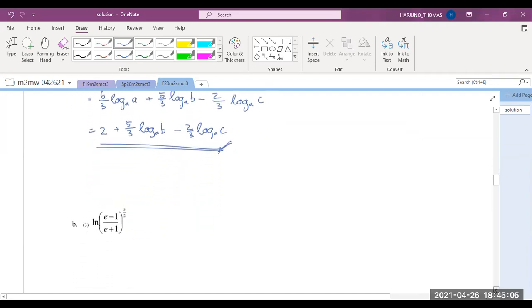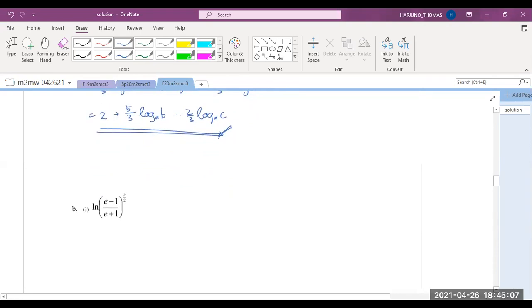Part B, natural log of this to the power of 3/2. Oh, I think this one is actually on the easy side. This is 3/2 natural log of (e minus 1) minus 3/2 natural log of (e plus 1). And that's it. Just one step.